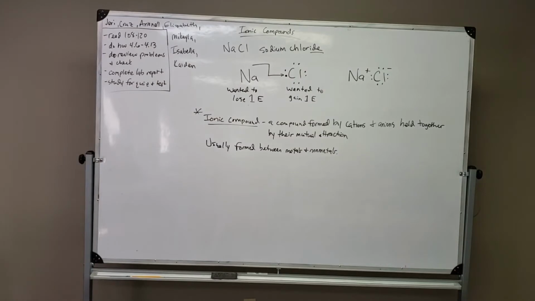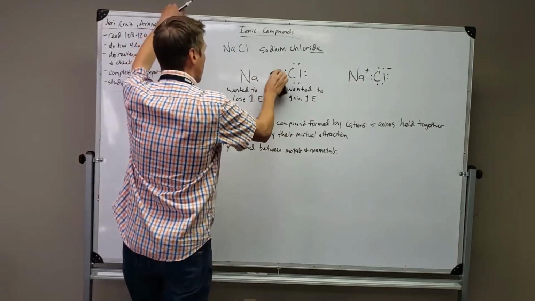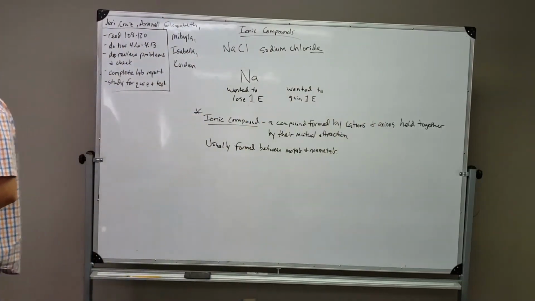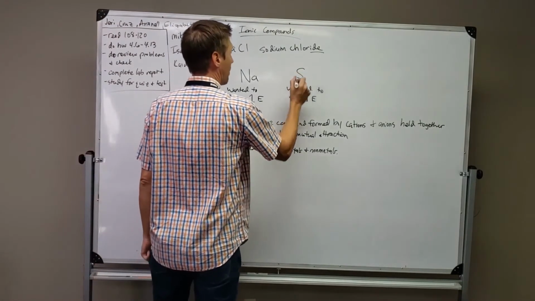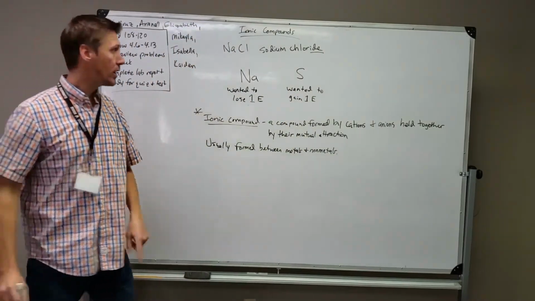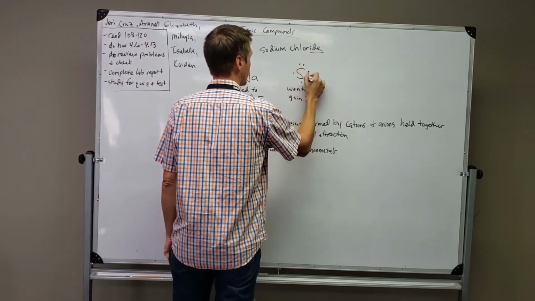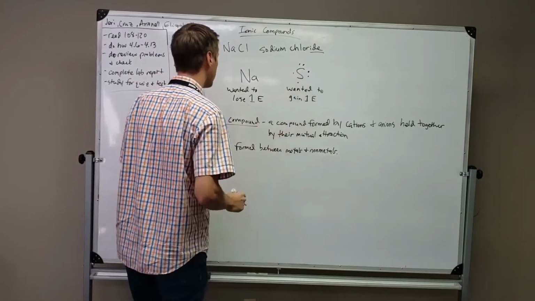All right, let's take another example. Let's say instead of chlorine, let's pick another nonmetal. This time, we're going to do sulfur. So sulfur is in column what? 6A. So it has 6 valence electrons. So it looks like this. I'm going to write my dot down here. You'll see why in a second.